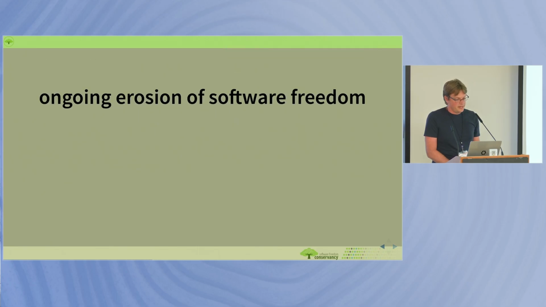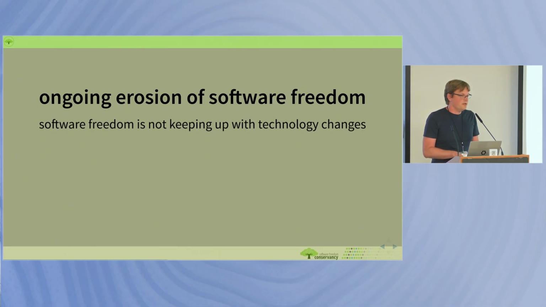So I want to dive in a little bit to a couple of these points. One of them is this ongoing erosion of software freedom. Software freedom is not keeping up with technology changes. When software freedom started, our personal computers were relatively straightforward. They all looked relatively the same. But today, our computers are shaped like phones and cars and other things like that, and we are not getting software freedom in these devices.